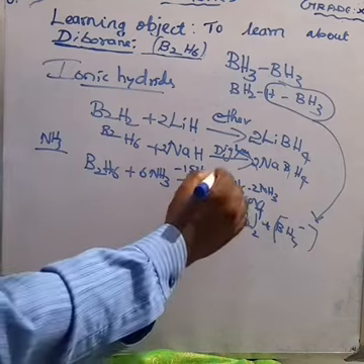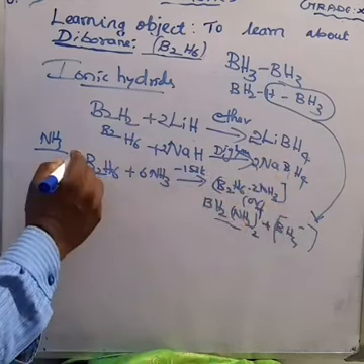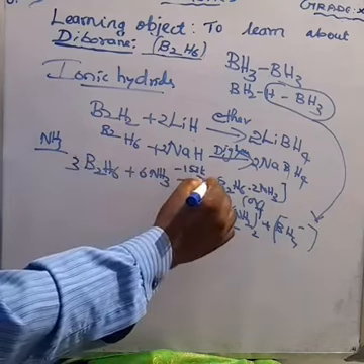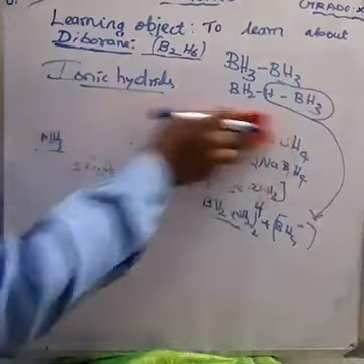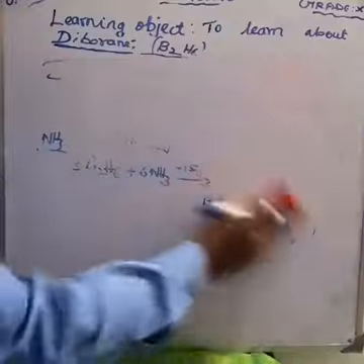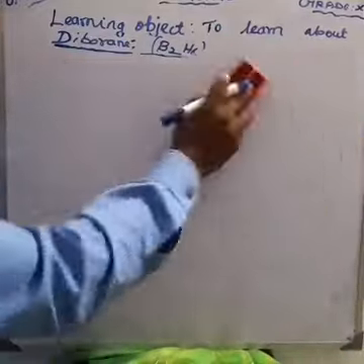Okay, so you have to balance the equation. There are 2 borons, multiplied by 2, multiplied by 3, so the reactants also can be multiplied by 3. Then 3 into 2 is equal to 6. Ammonia is also balanced. Okay, clear. Next, here also 3, it is also balanced.